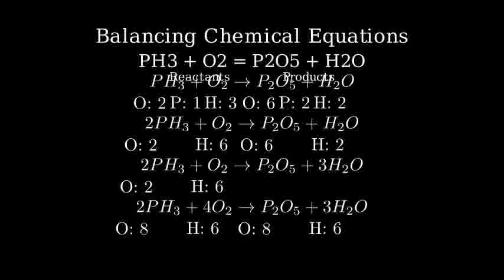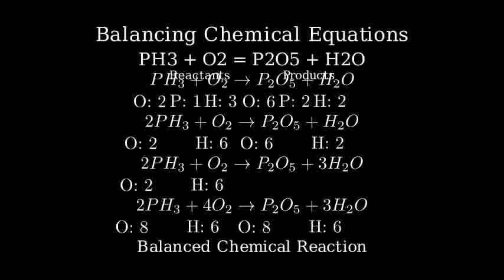One of the 2 molecules of P2O5 will consume 5 of those atoms, and 3 molecules of water will consume the remaining 3. This equation represents a balanced chemical reaction.